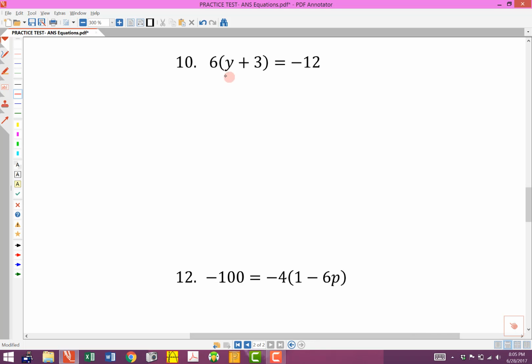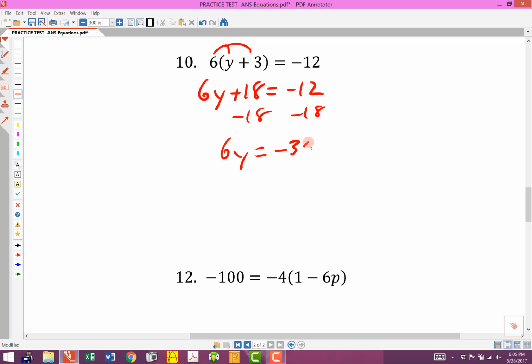Alright, let's go ahead and simplify this side by distributing. Regular old two-step equation. Here's the variable term, so let's isolate that. Those combine to be negative 30, and let's get rid of that multiplying by 6 by dividing by 6, so we get y equals negative 5.